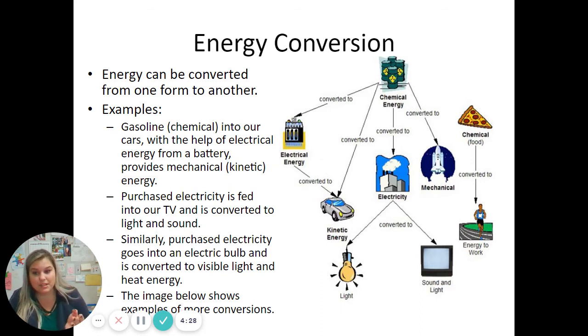You can also switch between kinetic and potential. So that's what you see there in that diagram. Again, pause it here if you need to fill in any of those blanks.